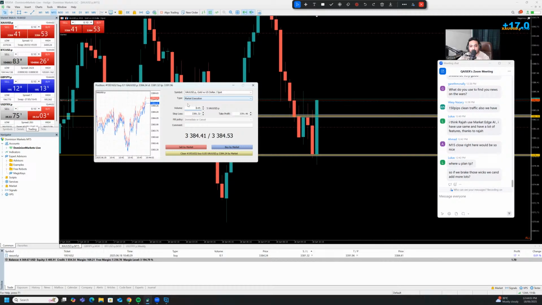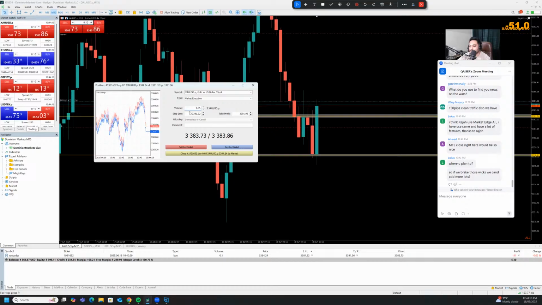Just 1 minute left for the 50-minute candle to close. Just waiting. I will wait for the 50-minute candle to close. Definitely that will be a very good idea.